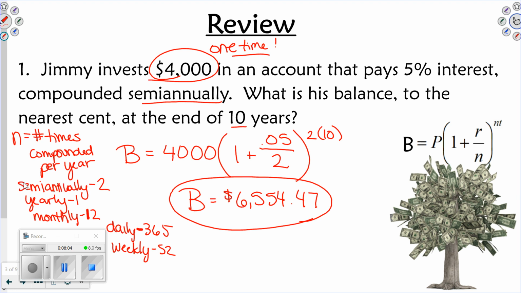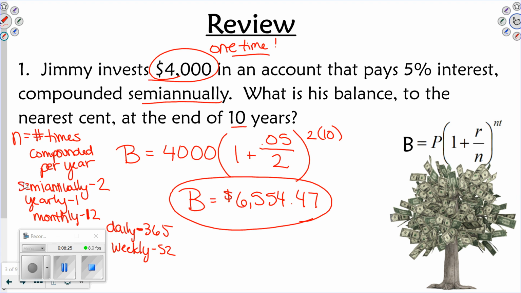Now let's talk, because I saw numerous people do this wrong on the quiz. Numerous people wrote the formula. It was beautiful. I saw that on their paper, and they added 4,000 to that and told me 10,000. You know what I think part of the problem is? You guys aren't writing the formula down. You're not writing B equals $6,554. Because what's B stand for? The balance, not interest, balance.